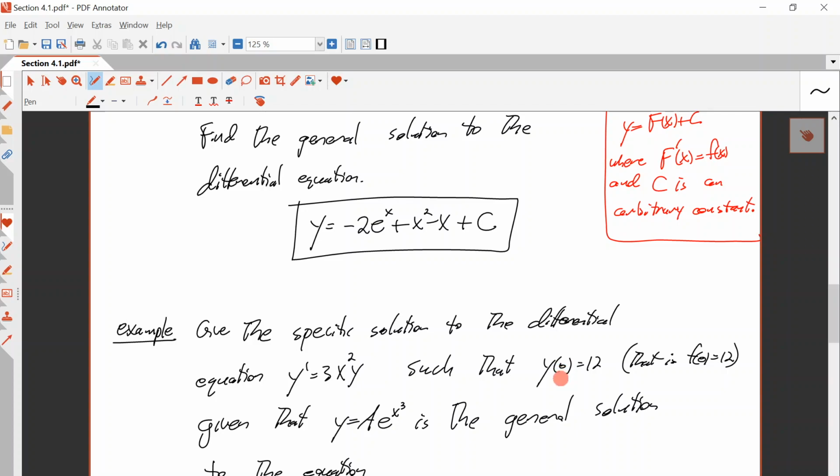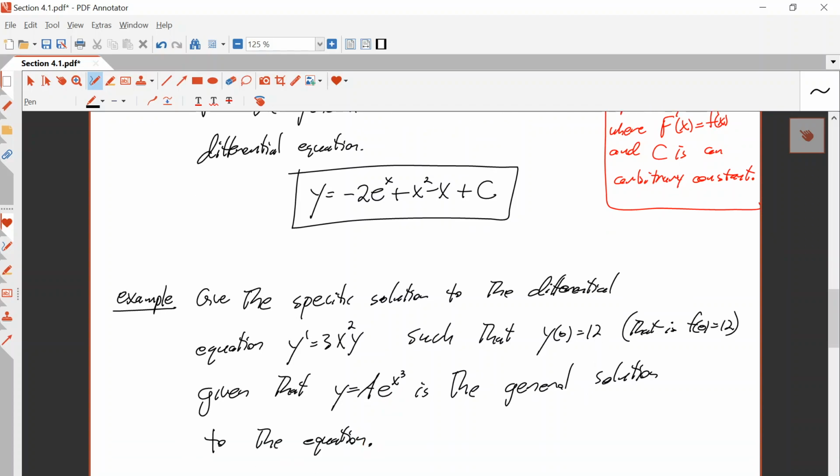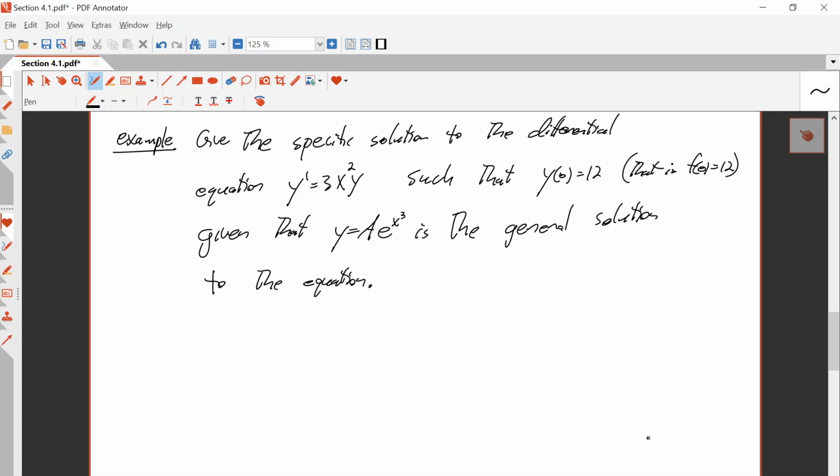In other words, when x is equal to 0, y is equal to 12. So give the solution that satisfies that, given that y equal to a e to the x to the third is the general solution to the equation, where a is an arbitrary constant. You don't actually have to show that this is a solution. It's given. You just have to find the specific solution satisfying this.